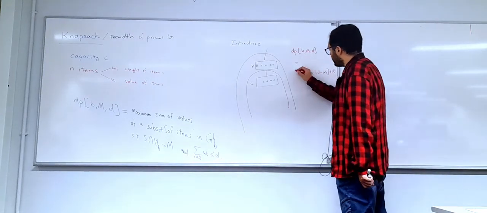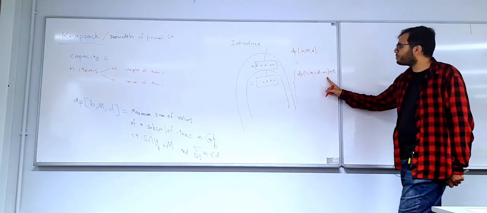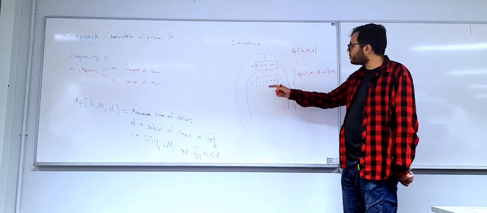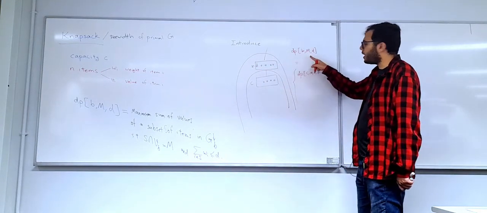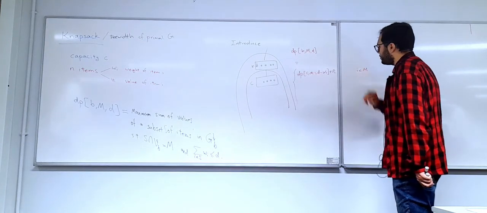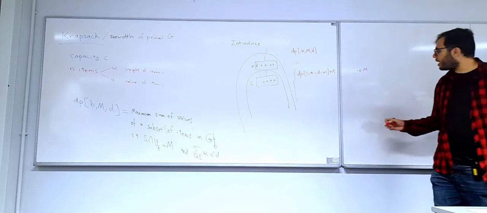So when do I do this? I do this when I want to put vertex I into my knapsack. But I put vertex I into my knapsack only if I is in M. So this case happens only if I is in M. Okay. What happens if I is not in M?